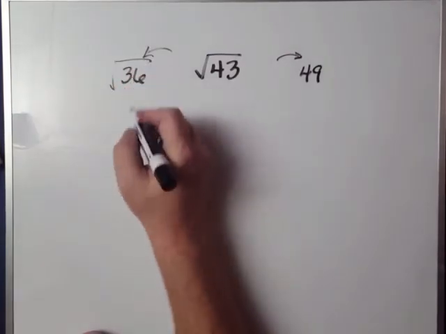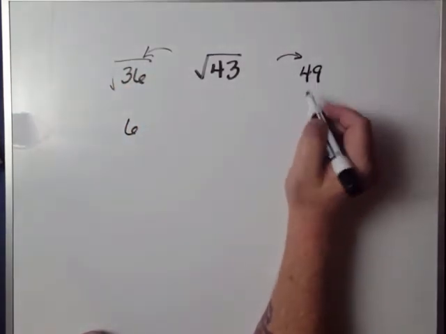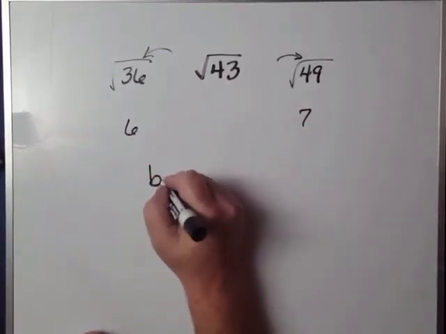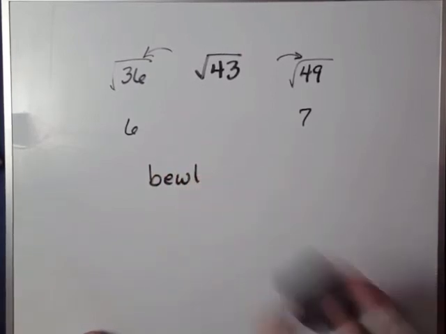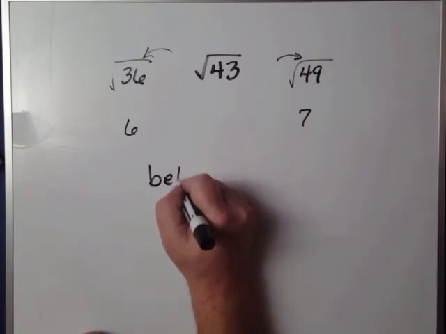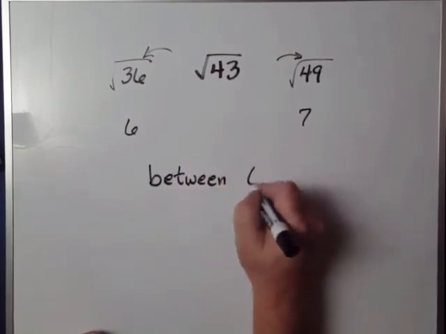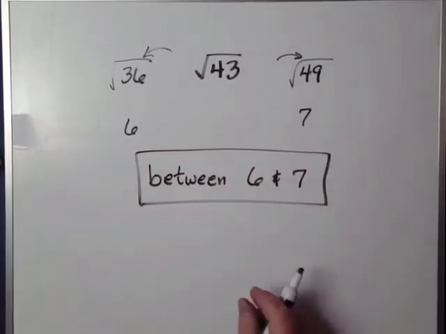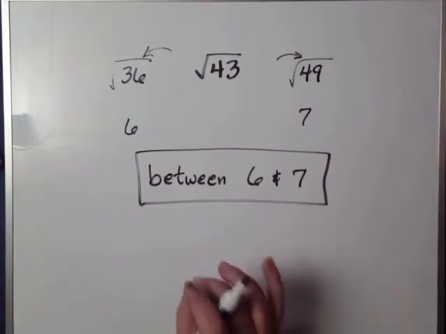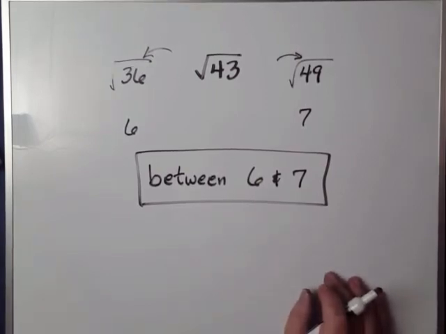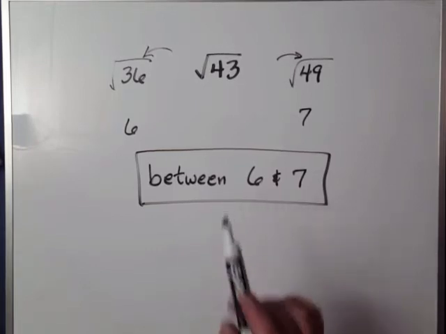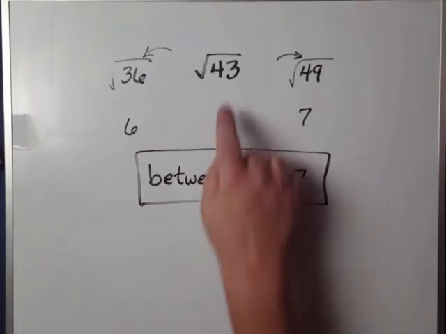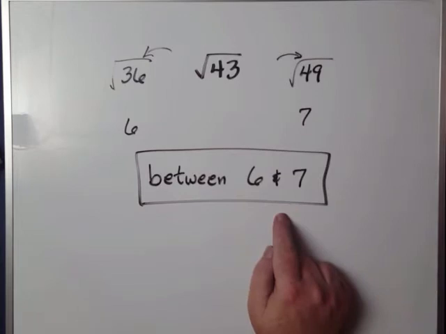What are their square roots? Square root of 36 is 6. Square root of 49 is 7. So the square root of 43 must be between 6 and 7. That's all she's asking. Now, if you want to grab a calculator and verify that it is 6 point something, some crazy irrational number, but 6 point something, something between 6 and 7, go ahead. But for that little set of problems, that's all we want to know. Square root of 43 is between what two integers?